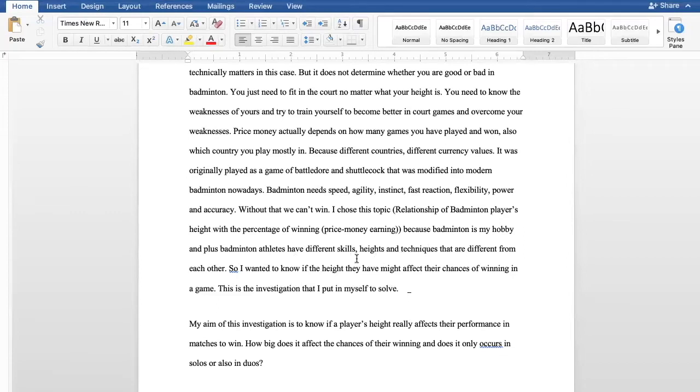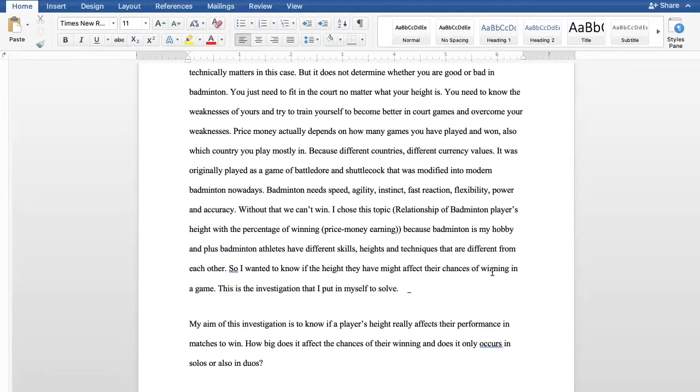What's the difference between skill and technique? Well, I mean, techniques are basically how they place themselves normally in the field, but skill is more of what every badminton player has. Okay, so please clarify that, just briefly, that they are different from each other. I wanted to know if the height they have might affect their chances of winning in a game.